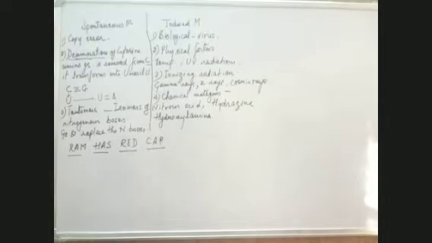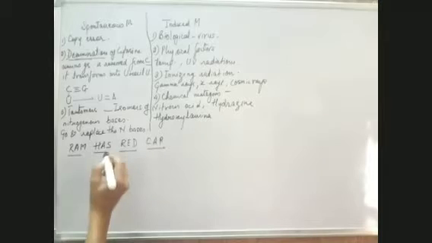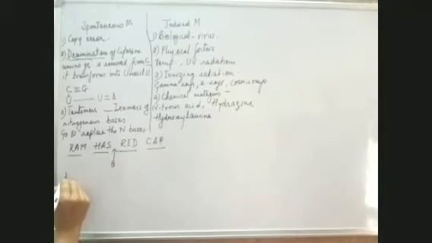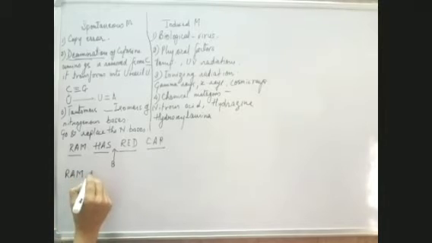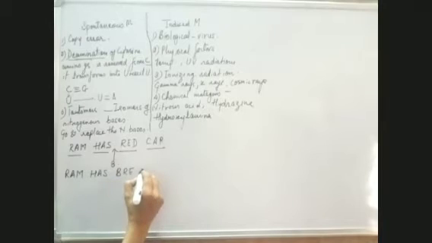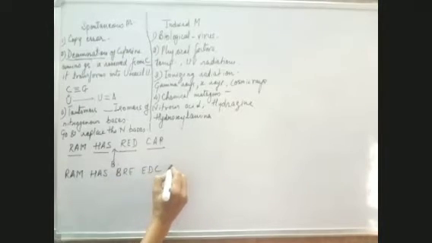Now, what happens if some mutation takes place? That means if we insert a letter B between has and red, then what happens? If the letter B is inserted here, the triplet codon will change and we'll get Ram has BRE. In place of red, we will have this word now, then EDC and AP. This is what we will get as a result of insertion or addition of a nitrogenous base.